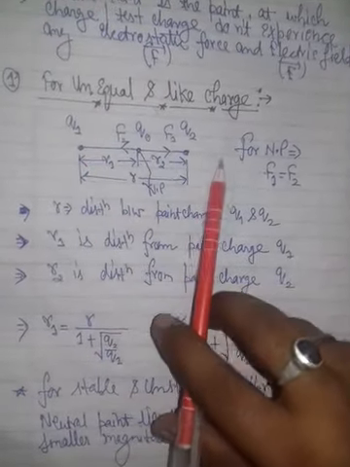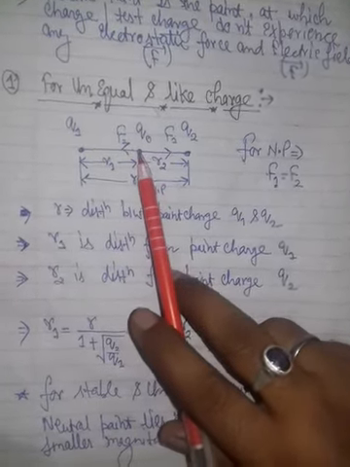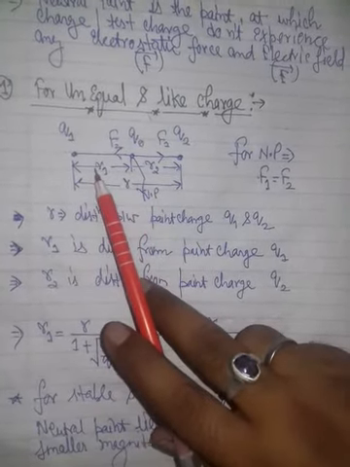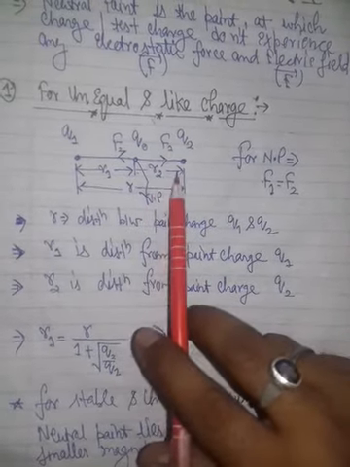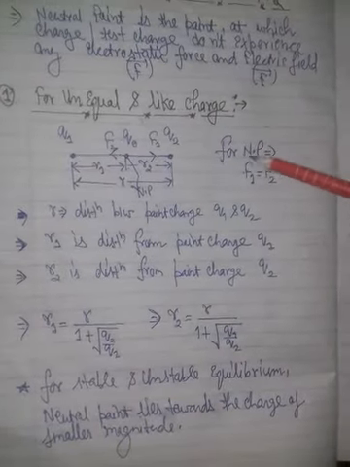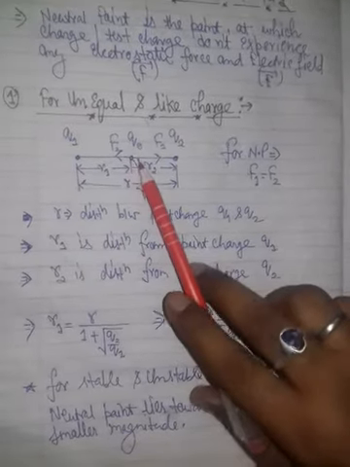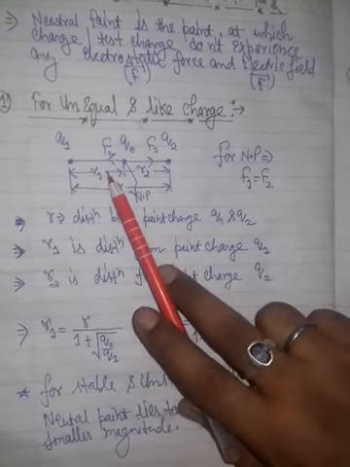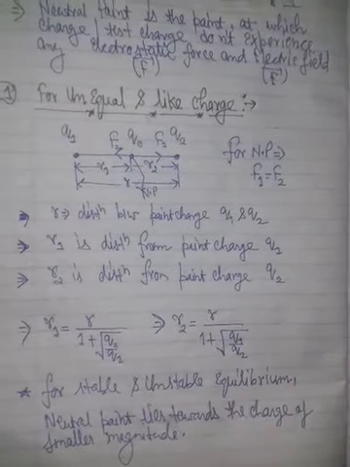q1 and q2 are charges, and q0 is the test charge placed between q1 and q2, and r1 is the distance from the q1 charge, and r2 is the distance of q2 from q0. For the neutral point, force F1 equals F2, where F1 is applied from the right side and F2 is applied from the left-hand side. Both are equal at the point.